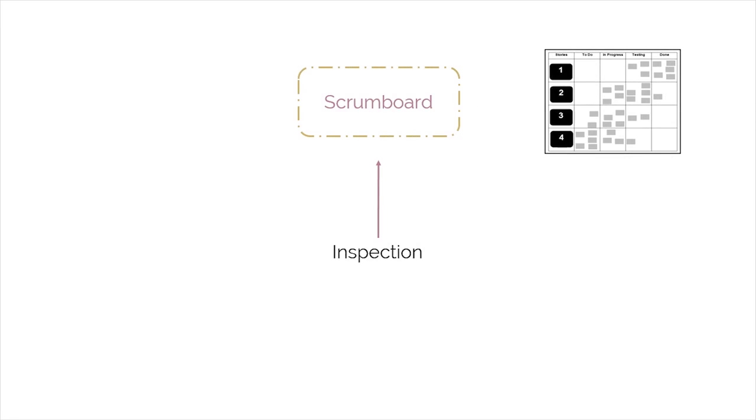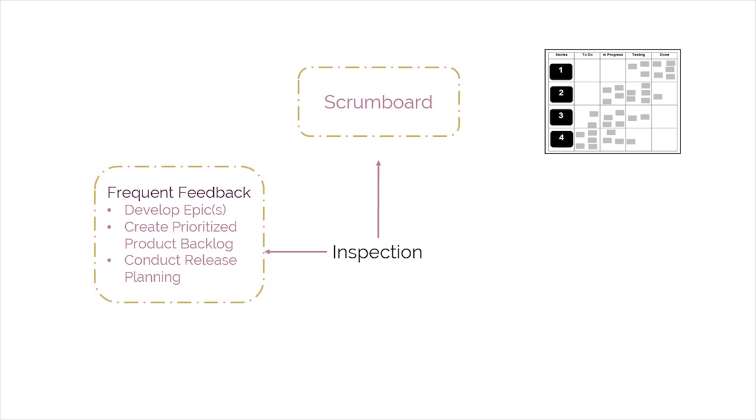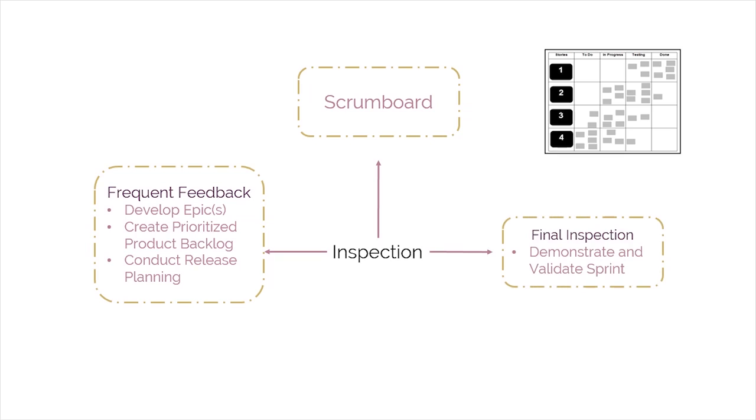Let's have a look at the displayed diagram which summarizes the concept of inspection in Scrum. Scrum provides a point of inspection with the use of a common Scrum board and other information radiators which show the progress of the Scrum team on completing the tasks in the current sprint. The collection of feedback from the customer and other stakeholders during the Develop Epics, Create Prioritized Product Backlog, and Conduct Release Planning processes give additional opportunities for inspection. The final point of inspection comes during the review meeting, when the team seeks approval of the deliverables by the product owner and the customer in the Demonstrate and Validate Sprint process.